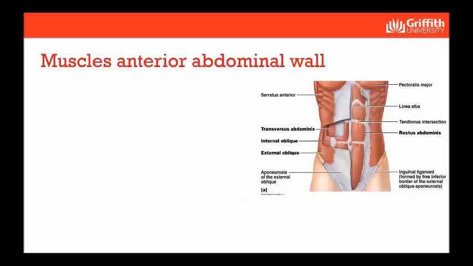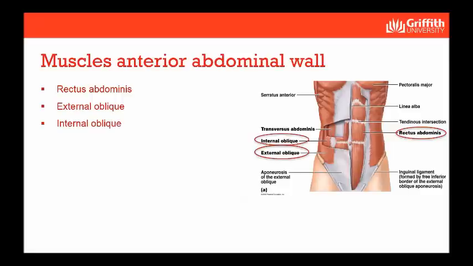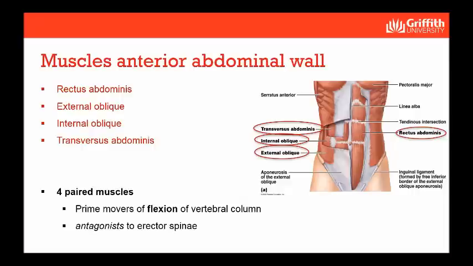Unlike the thorax, which has ribs, the anterior and lateral sides of the abdominal wall have no bony reinforcements. Instead, abdominal support is a composite of four paired muscles, their fascia and aponeuroses. These include the rectus abdominis, the external oblique, internal oblique, and the transversus abdominis. When these paired muscles contract bilaterally, they are prime movers of flexion of the vertebral column. Consequently, they are antagonists to erector spinae.